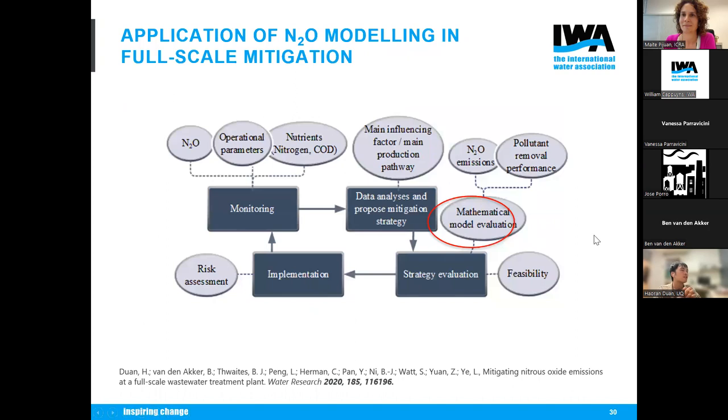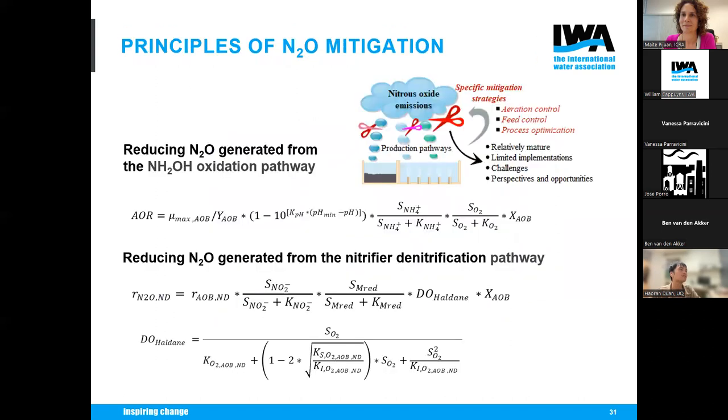So this is just an illustration of a previous work that we did for N2O mitigation. And we can see mathematical modeling plays a critical role in N2O mitigation. Ben, our next speaker, will elaborate more on this. So I will just skip these.